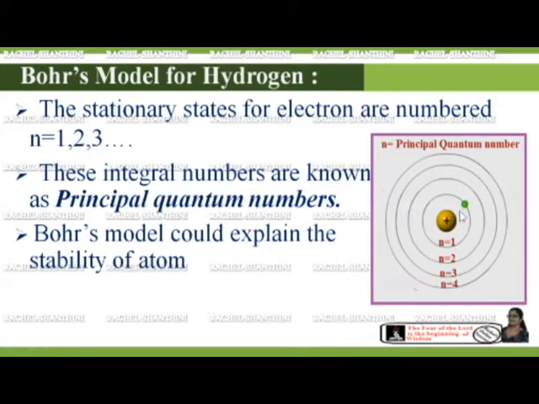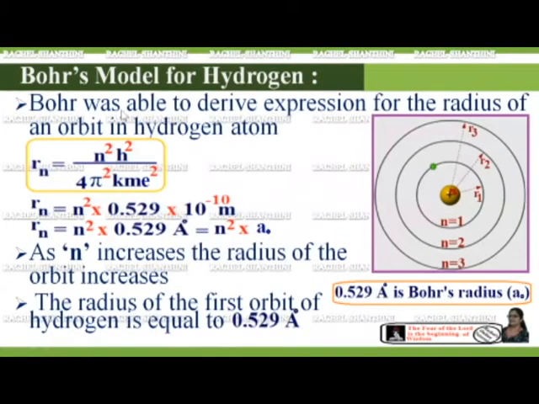The electrostatic force between the nucleus and the electron prevents the electron from falling into the nucleus. Bohr's model could explain the stability of atom. Bohr was able to derive an expression for the radius of an orbit in hydrogen atom. The radius of nth orbit is given by the equation Rn is equal to n square h square upon 4 pi square k m e square.